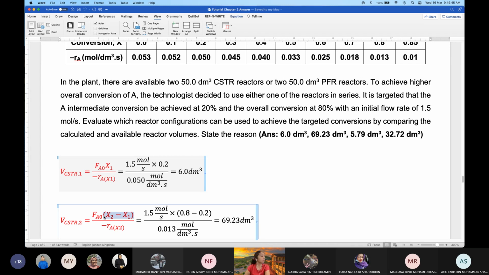Okay, so it becomes X2 minus X1 per minus RA at X2. So, FA0 is still 1.5. FA0 doesn't change because FA0 is the initial molar flow rate entering the very first reactor. Regardless, even if there are 10 reactors, that FA0 is still the same FA0. It doesn't change because we calculate from the very first reactor's molar flow rate.